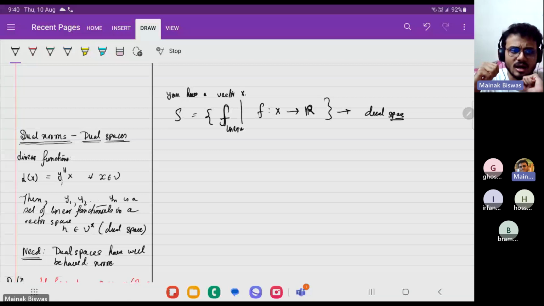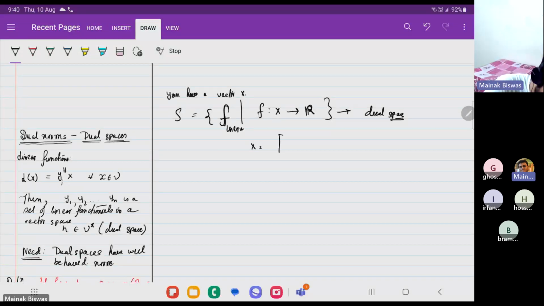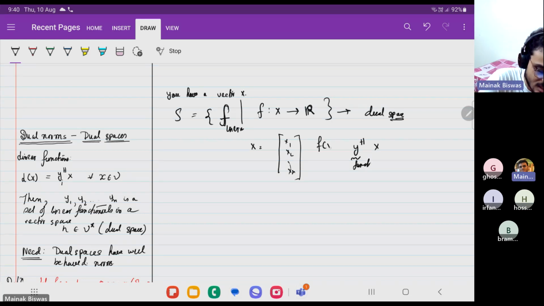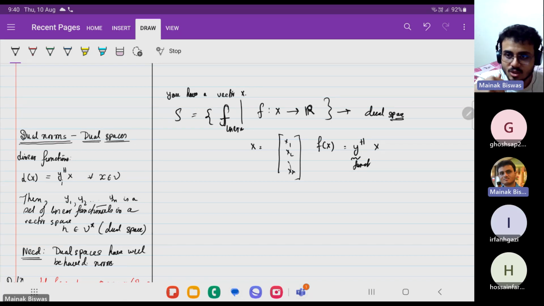So can you tell me what is the easiest way to convert a vector to a real number? You have a vector x, which is x1, x2, dot, dot, dot, xn. How can you define a function? Multiplying it with a transpose. Correct. So for vectors, a function is nothing but y transpose, Hermitian, times x. This is your function of x. For any vector, you can define the set of all functions using y as the parameters of the function.